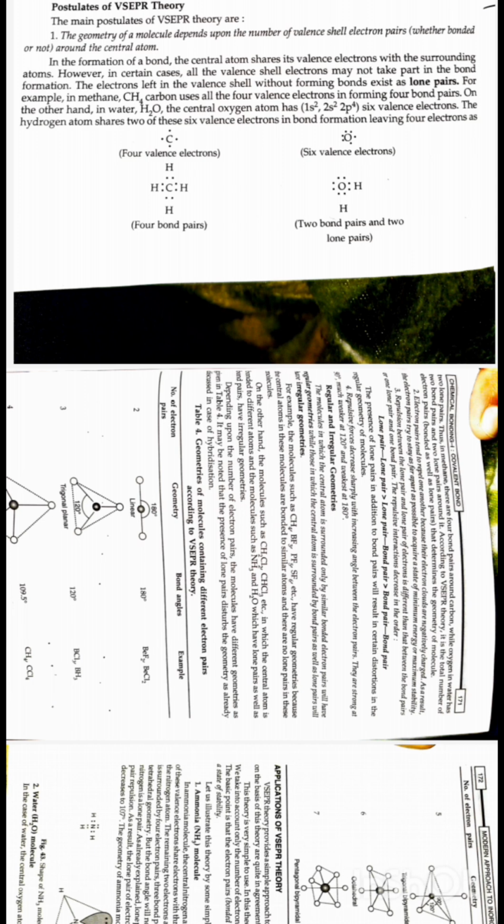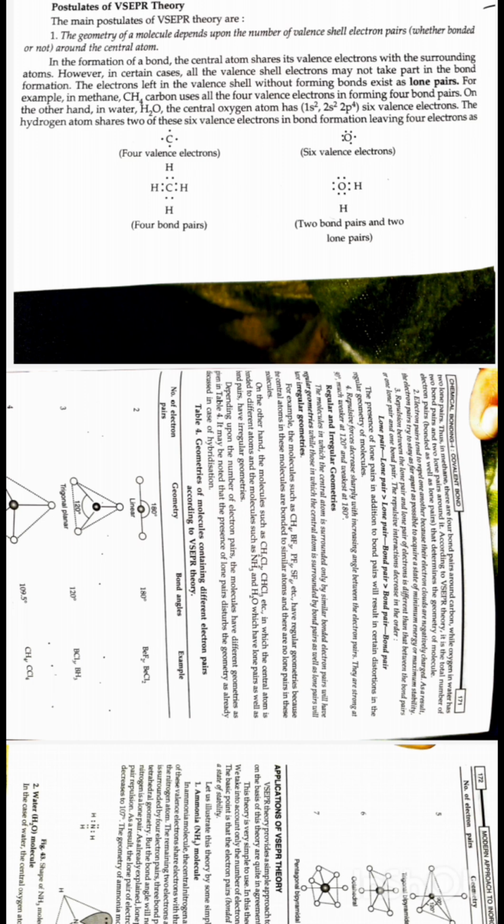The repulsive interactions decrease in the order shown. The presence of lone pairs in addition to bond pairs will result in certain distortions in the regular geometry of molecules. Now the fourth postulate is repulsive forces decrease sharply with increasing angle between the electron pairs. They are strong at 90 degrees, much weaker at 120 degrees and weakest at 180 degrees.